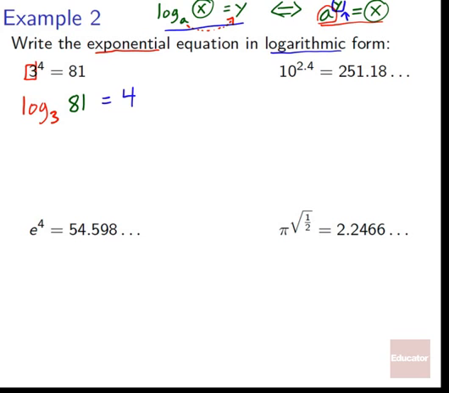We can do this with any of this stuff. So 10 to the 2.4 equals 251.18. Then that's going to be, our base is 10, so we can write that as just log, because if we don't have a base, it just says log base 10. So log of what number? Our number that we're going to get to is 251.18, and it actually keeps going, so we'll leave those dots there to show that it keeps going. And that's going to wind up equaling 2.4, because the number that we have to raise 10 to get 251.18 is 2.4, as was shown to us in our original exponential form.